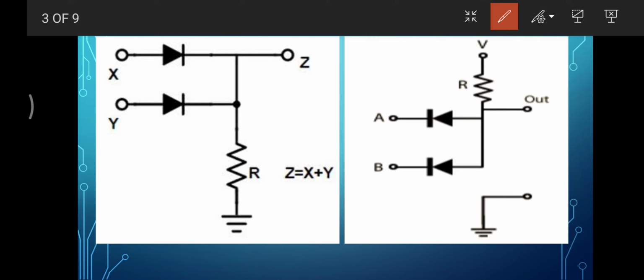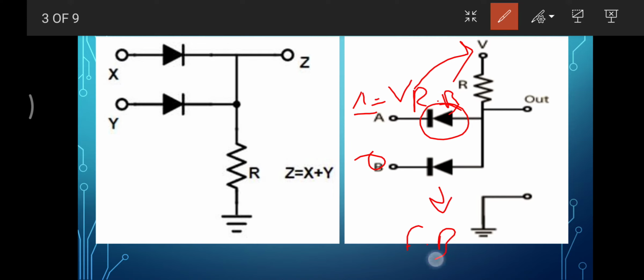Now let's suppose that we make one of the inputs 1 and the other 0. As this 1 is equal to V, this diode will be reverse biased, and this diode will be forward biased, and this will conduct the electricity, and the voltage drop across it is considered 0 volt. Hence this 0 will be appearing at this side, and hence the output would be 0 again.